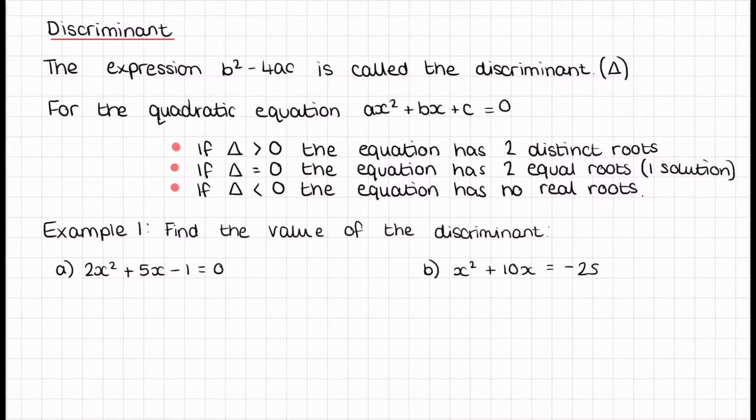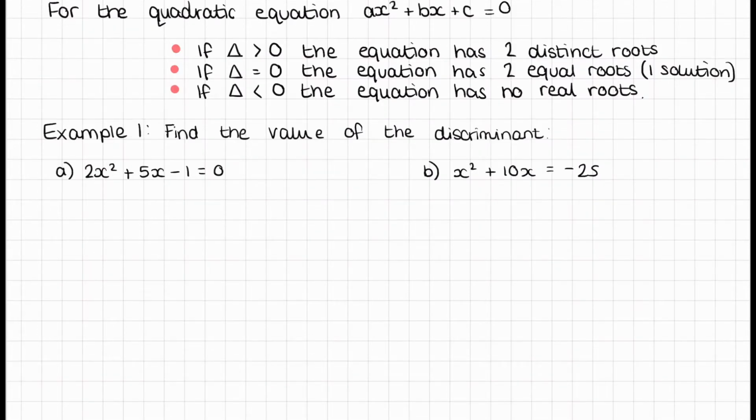So two examples. The first one, find the value of the discriminant in these two equations. So for A, remember, b squared minus 4ac. So you've got a, b, c. So b squared, so it's going to be 5 squared minus 4 times 2 times negative 1. When you work that out, you'll get 33. Now, as the discriminant there is greater than 0, the equation has two distinct roots. You can say sometimes two distinct real roots.